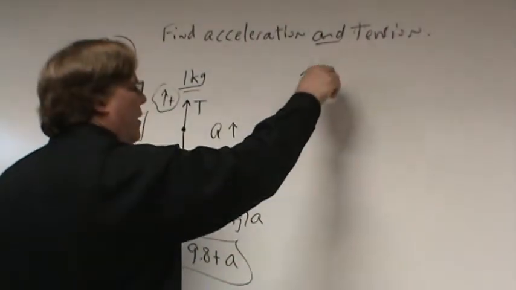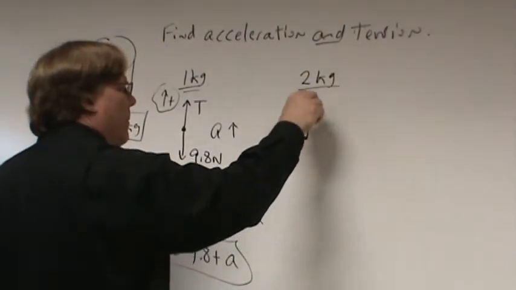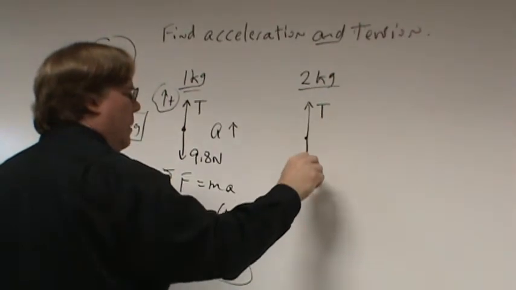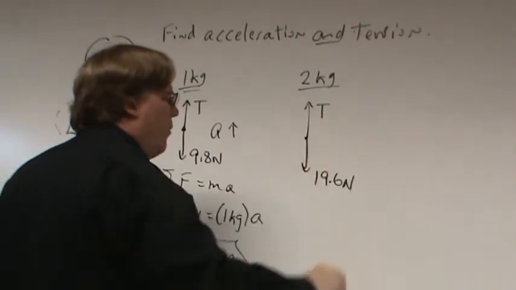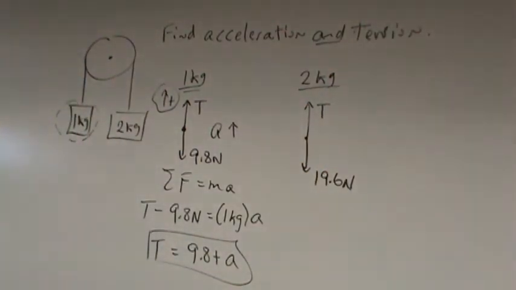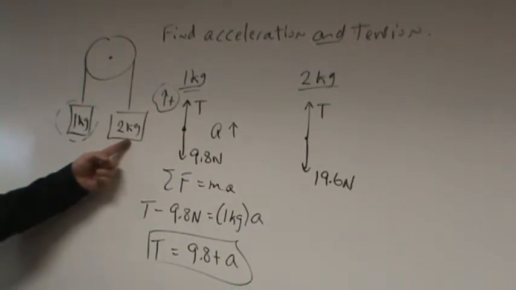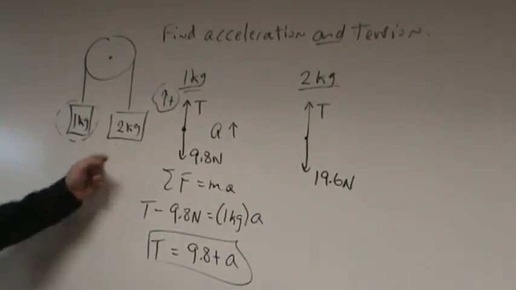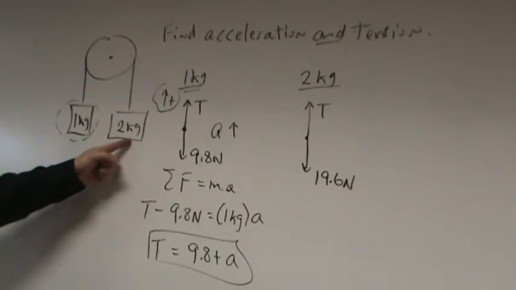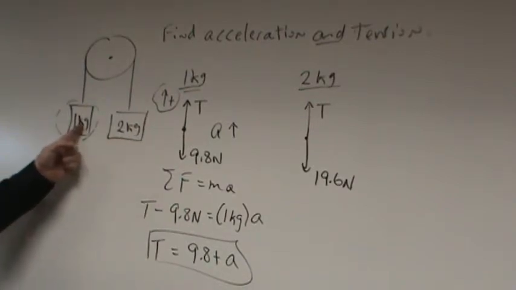So here comes the 2 kilogram guy. Tension up, 19.6 newtons of weight down. But which direction is this guy accelerating? Down. Is his acceleration going to be the same as that guy's acceleration?